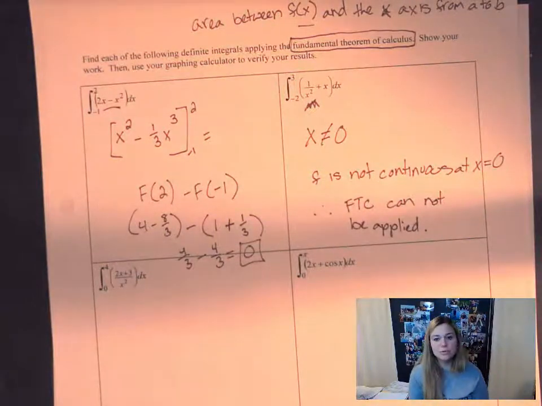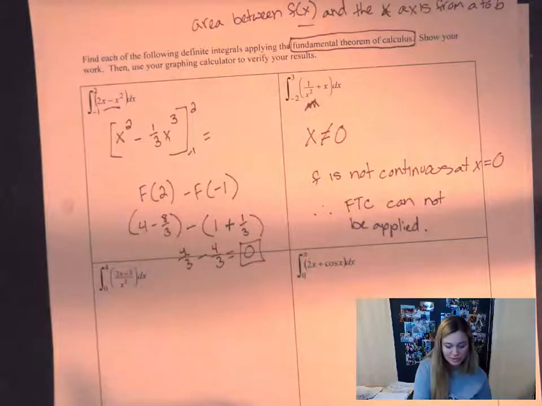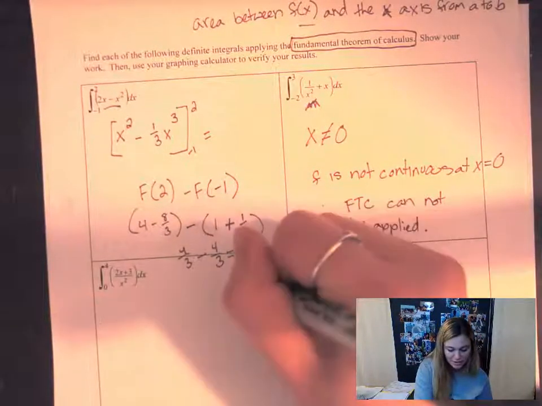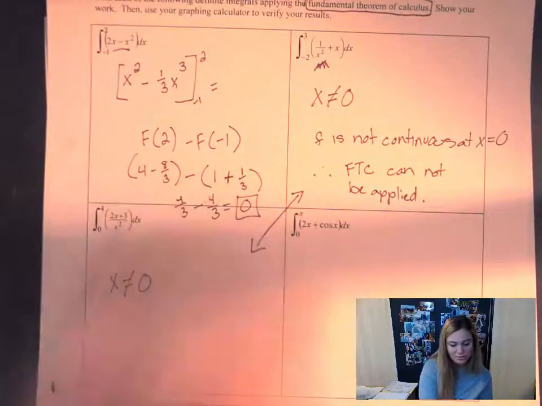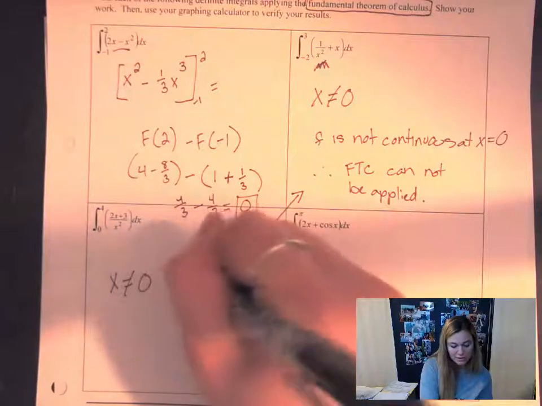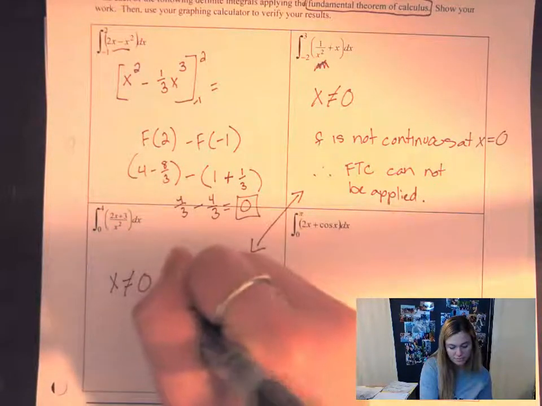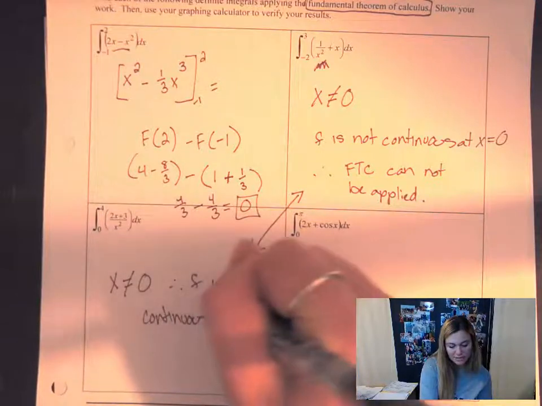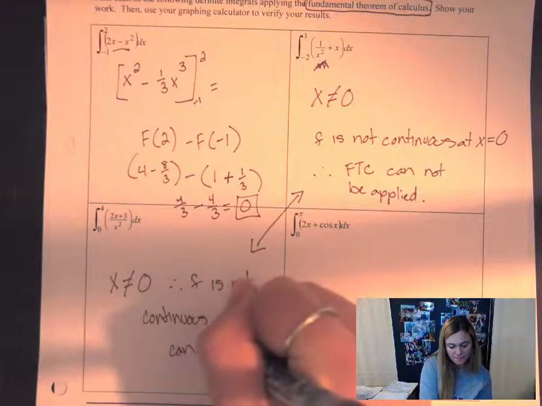Anything else that you see would be a problem here? This one also, even though it's at the endpoint, same thing is true here. x cannot equal 0, therefore f is not continuous, and FTC cannot be applied.